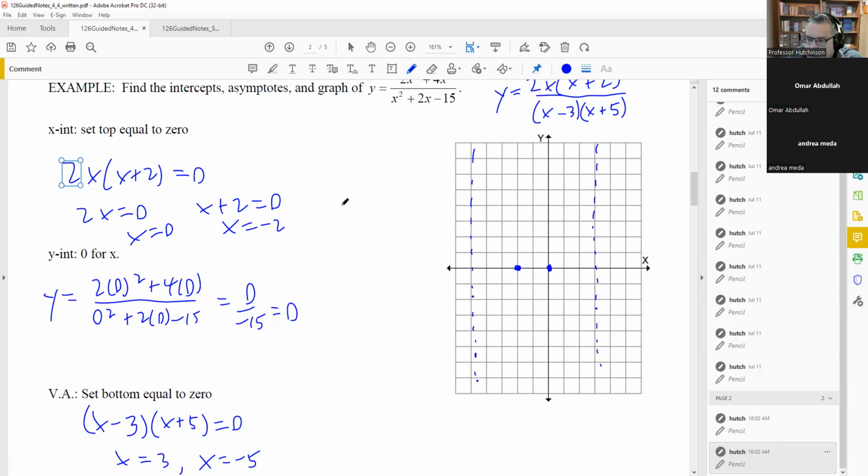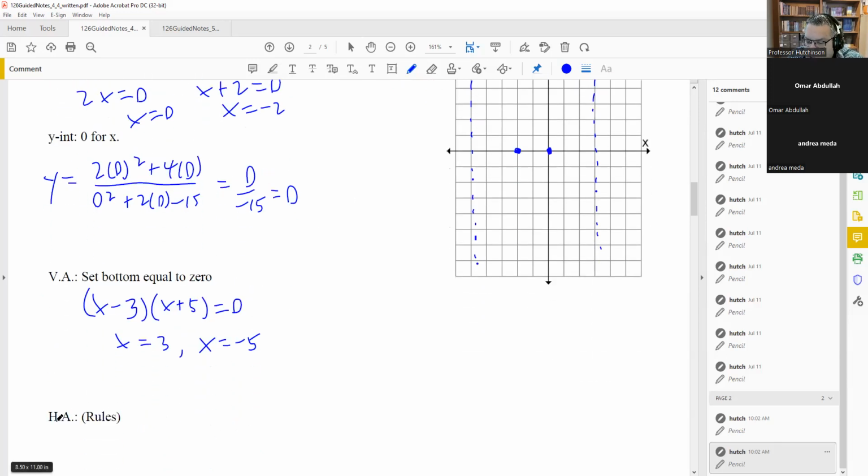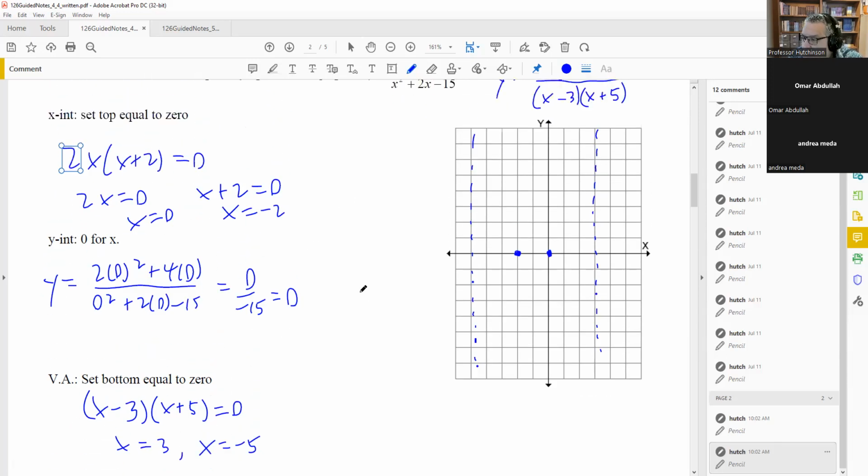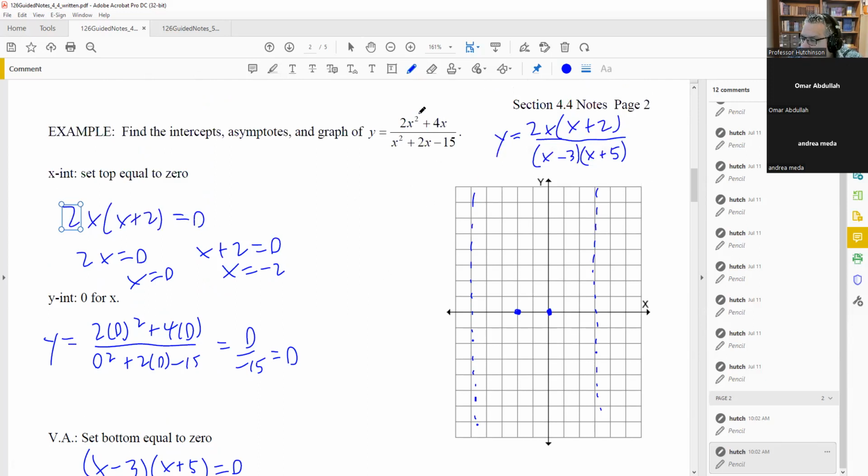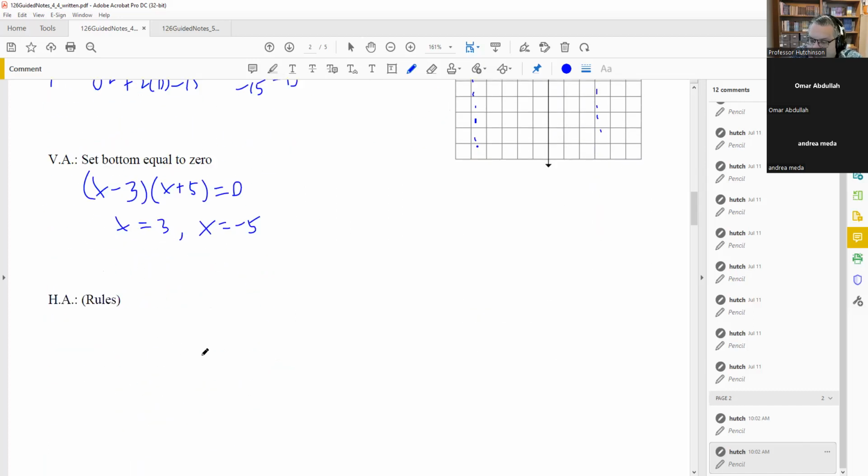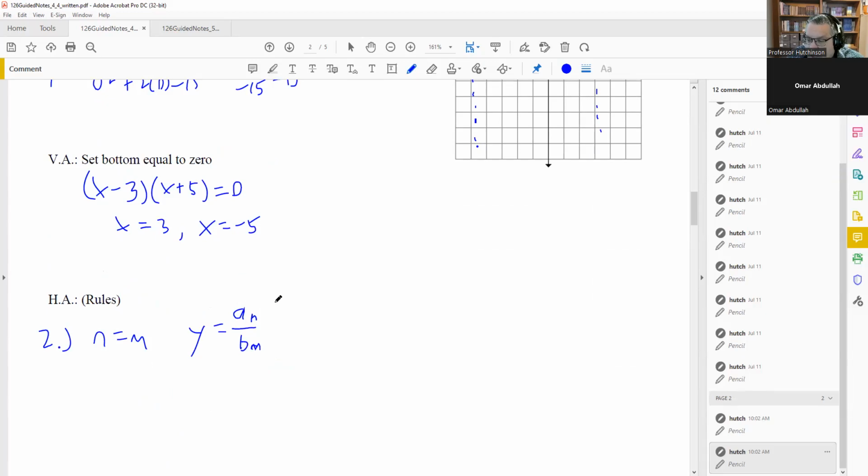Okay. Now we want to do the horizontal asymptote. Yesterday we talked about the rules. We go back to this original one, and we see that the highest power on top is the same as the highest power on the bottom. When that happens, yesterday we talked about, this is rule number 2, where n equals m. And when that happens, you have this formula, a of n over b of m.